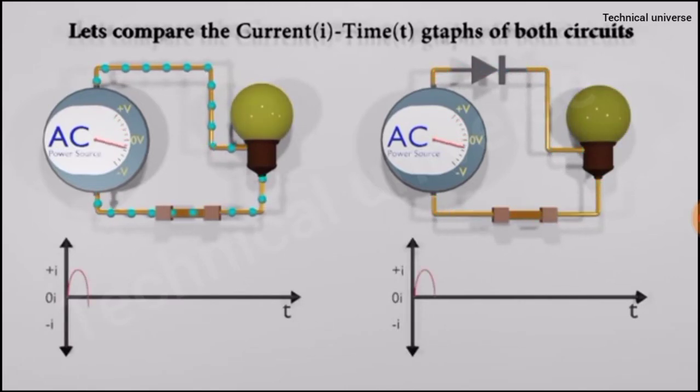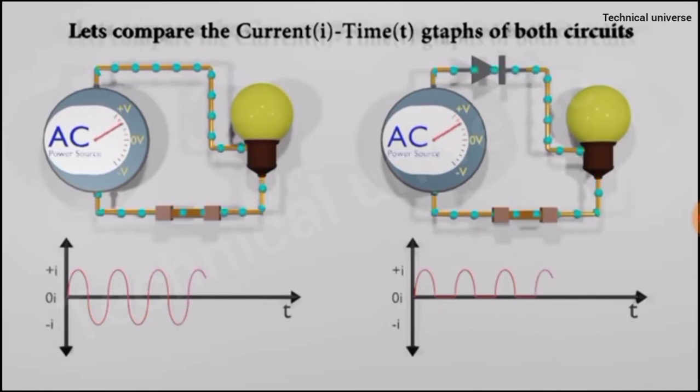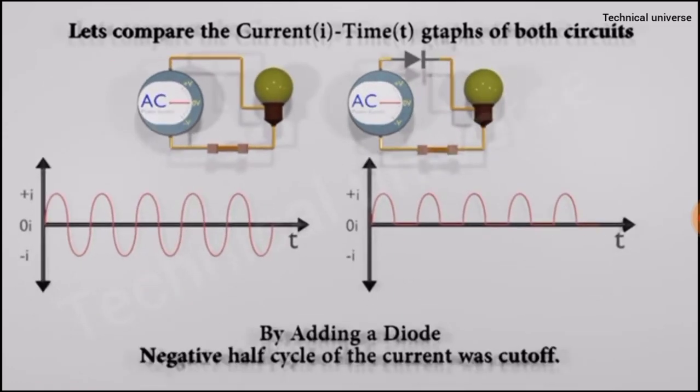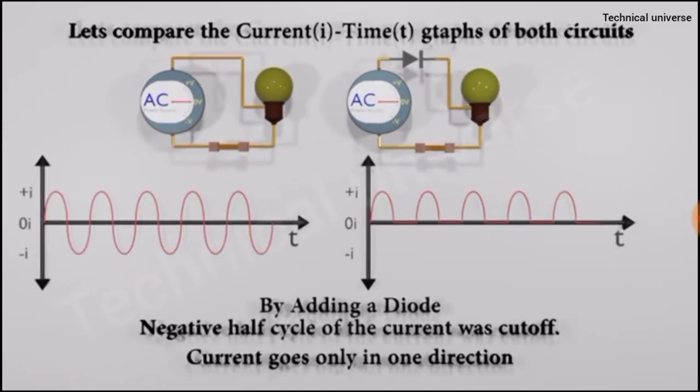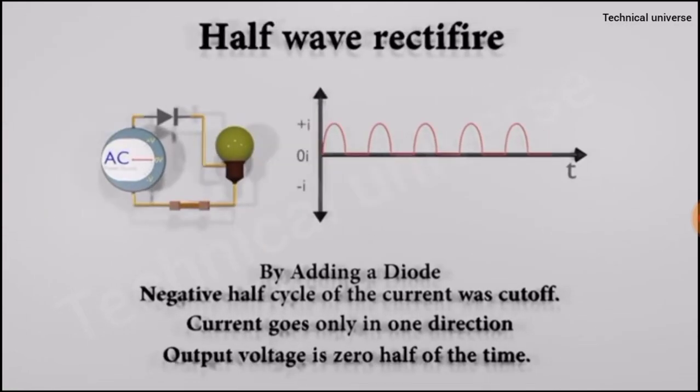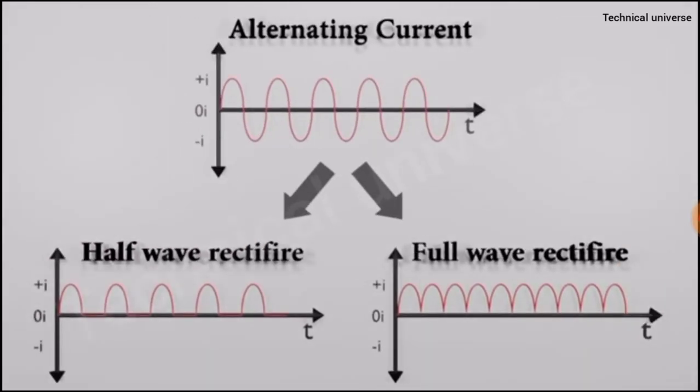Let's graph the current on both circuits. You can see that only half of the input wave is passed through the diode, so it is called a half-wave rectifier. Half-wave rectifiers are simple enough to build but aren't very efficient. That's because the entire negative cycle of the AC input is blocked by a half-wave rectifier. As a result, output voltage is 0 half of the time. So the full-wave rectifier is needed.